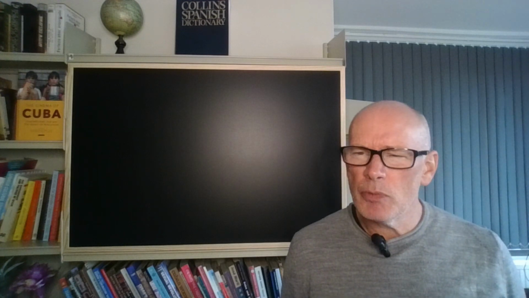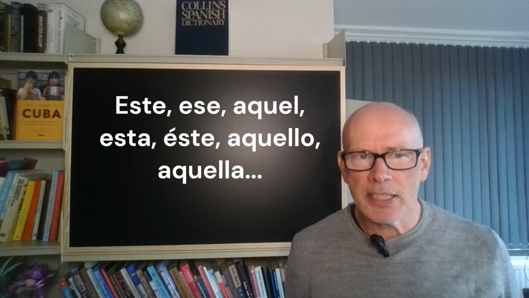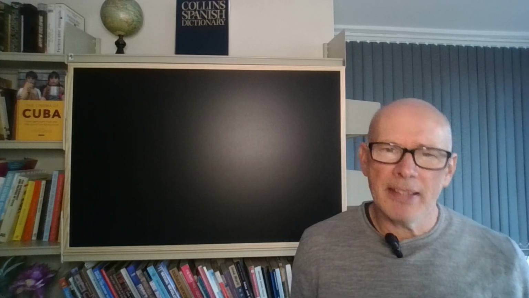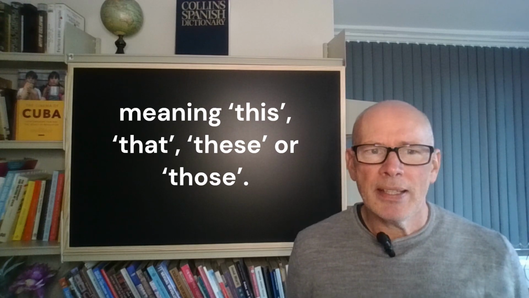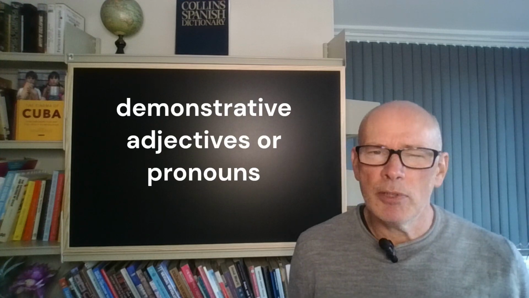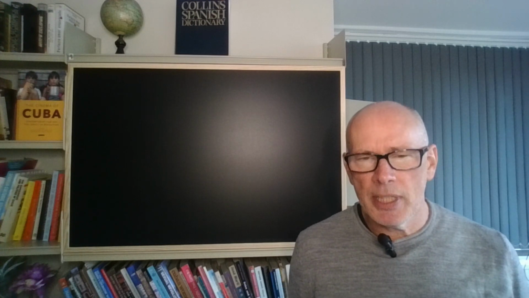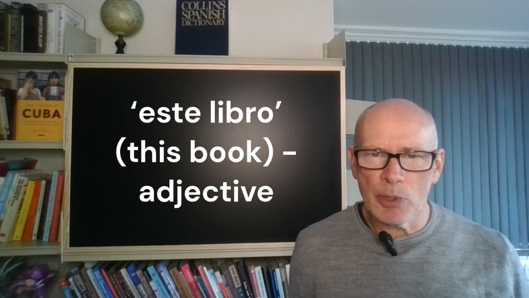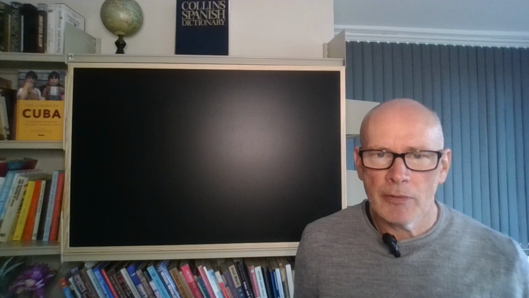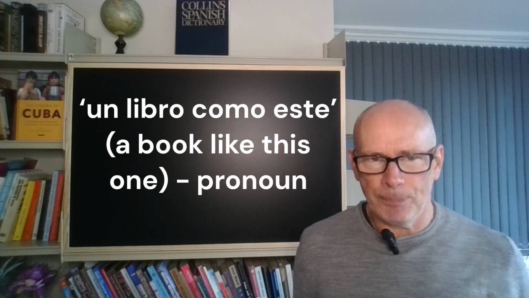Today, I'm going to look at the use of words like este, ese, aquel, esta, esto, aquello, aquella. These translate into English as meaning this, that, these, or those. They demonstrate a noun and so are called demonstrative adjectives or pronouns. They are an adjective if they describe a noun in this way. For example, este libro, this book. But they are a pronoun when they replace the noun. For example, un libro como este, a book like this one.